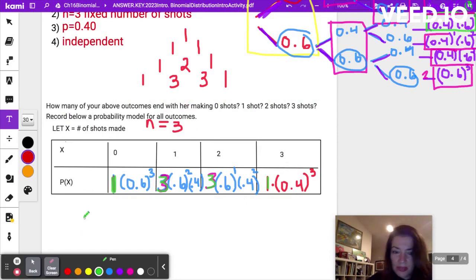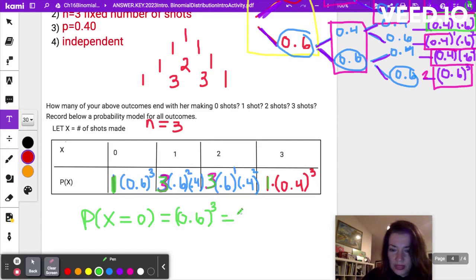Now we can answer probability questions such as what is the probability of making 0 shots? In other words, when x equals 0. Well, then I would just look at my probability model, and the probability of making 0 shots would just be right here, 0.6 cubed. And then you can just calculate that, and 0.6 cubed is 0.216.